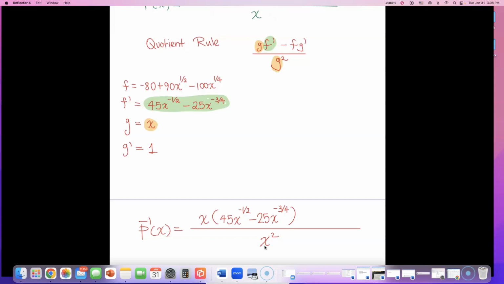All right, what does the quotient rule say after that? Minus sign, minus sign. And what's next? F is next. F is this mess.